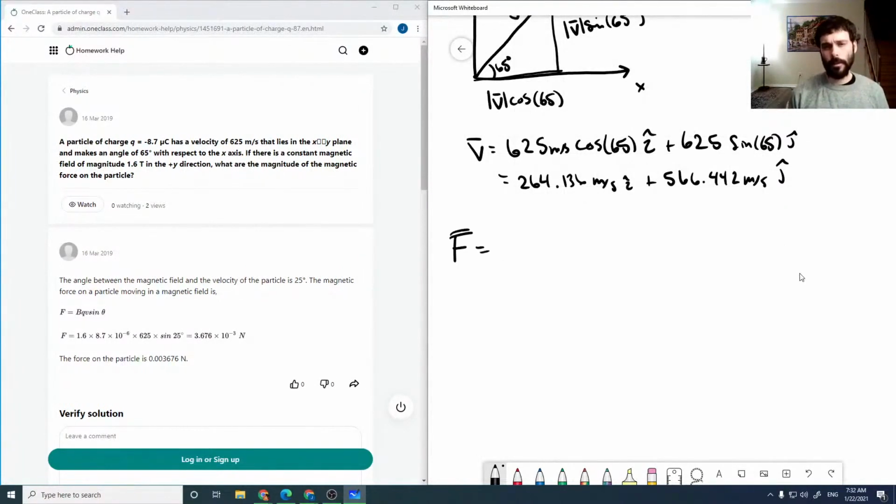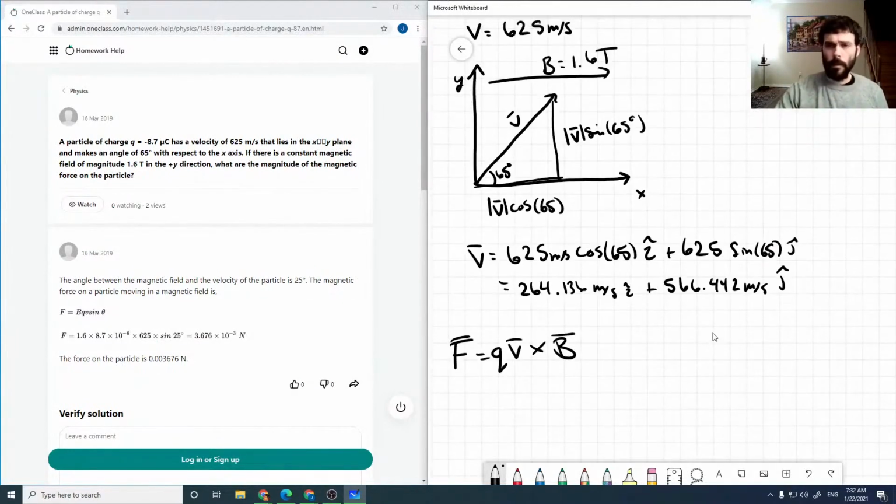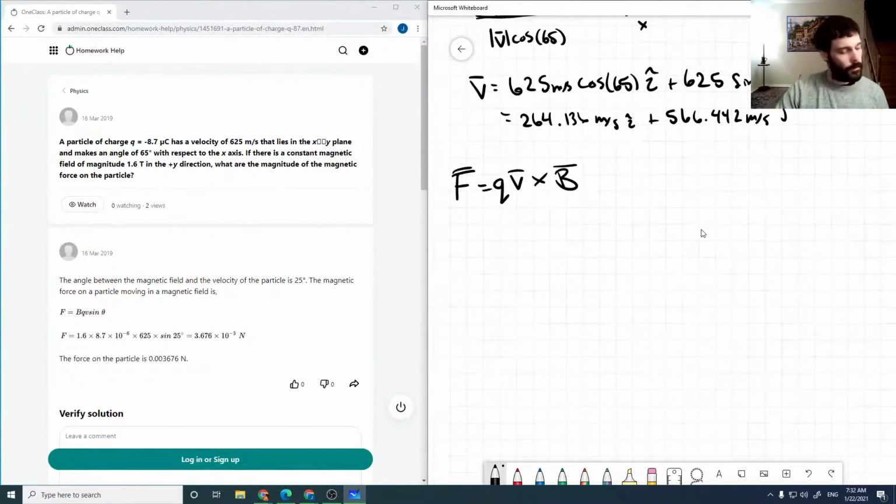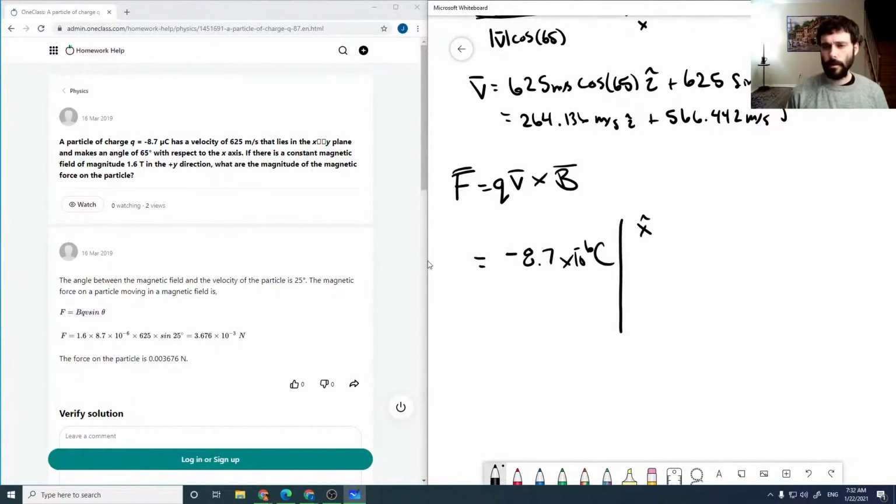So F is QV cross B. The way that I usually remember to do this is with determinants. So this is minus 8.7 times 10 to the minus 6 coulomb. And the way you do this with determinants is by having our x, y, z, and then you place the velocity in here. So 264.136 meters per second, 566.442, and 0. Our B field is 1.6 Tesla.